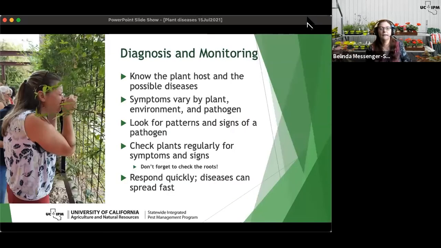Okay, next. So you have a plant disease, then you need to know what it is. So you need to get some information. Both diagnosing it and then monitoring its progress are crucial. First, know what plant you're working with. Remember, not every plant is susceptible to every pathogen.